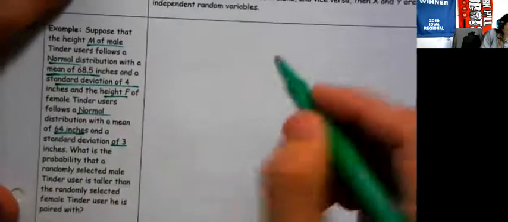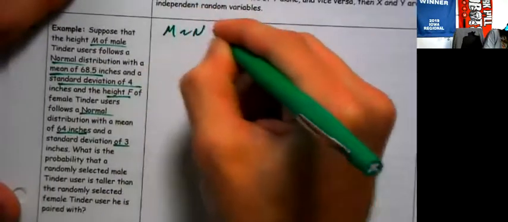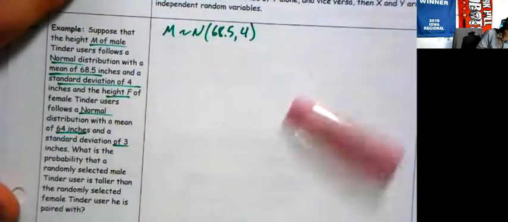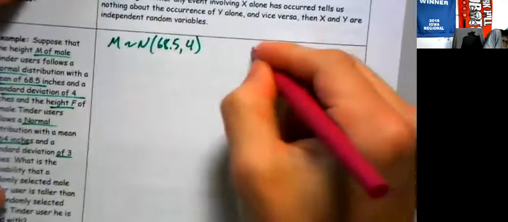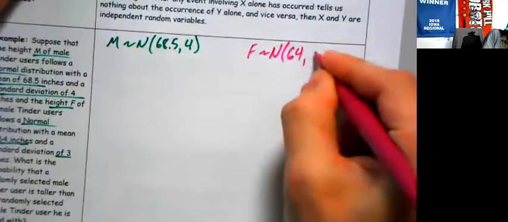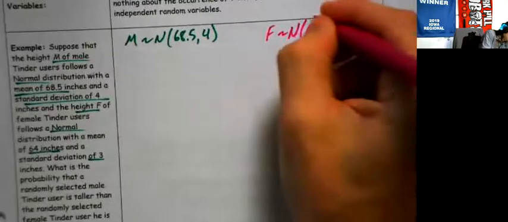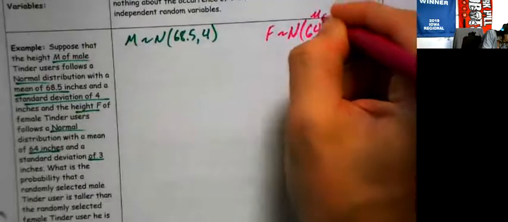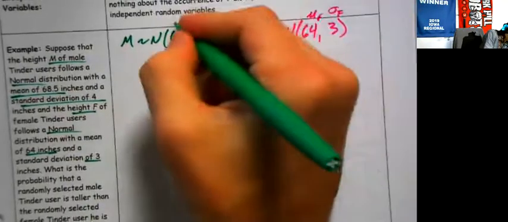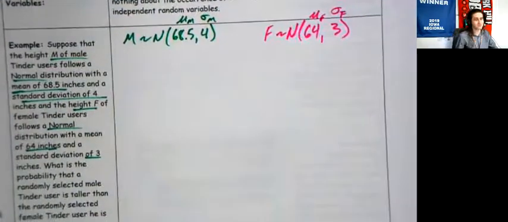So I'm going to write a few things I know down. Males distributed normally, 68.5, standard deviation of 4. I'll use the other color for females here, use the magenta. Distributed normally, 64, standard deviation 3. Okay, so if you're still not comfortable with what I'm writing down, reminder that that is the mean of F and the standard deviation of F. Over here, this is the mean of M and the standard deviation of M. If you're still not comfortable with that notation, please look back to chapter 2.